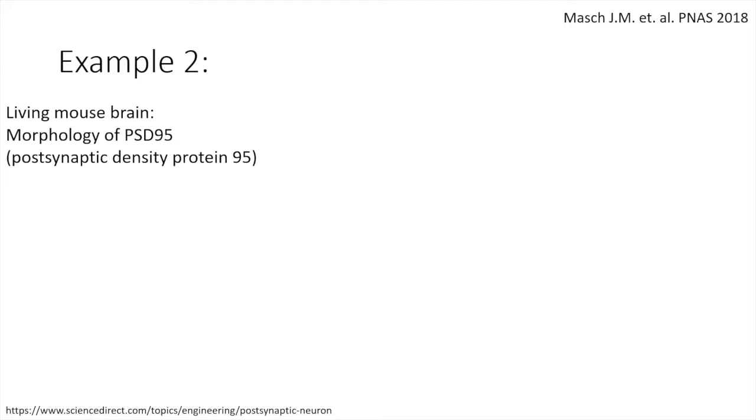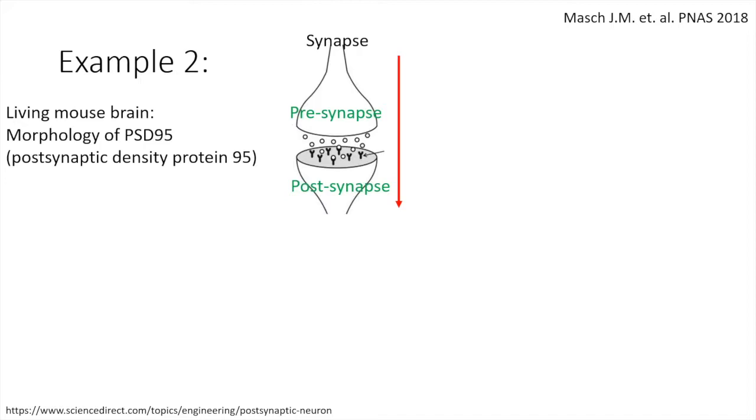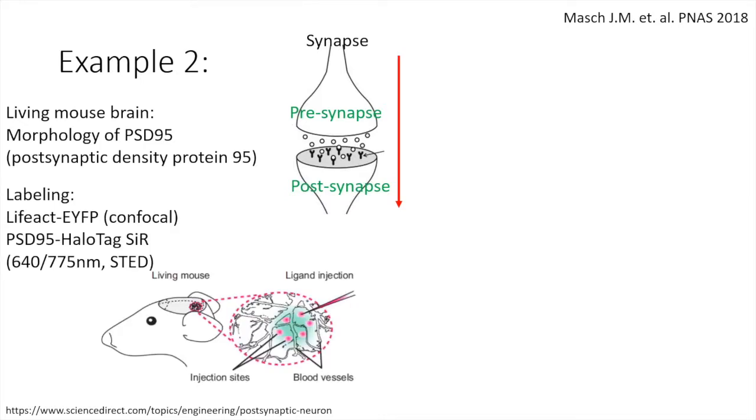The second example is from this PNAS paper. They are looking at the morphology of PSD95 in live mouse. This protein is at the post-synapse, so it can indicate some functional aspects of your synapse function. They are doing surgery on the mouse brain and injecting LifeAct-EYFP to see the synapse structure, and also using the HaloTag with silicon rhodamine to target the protein.